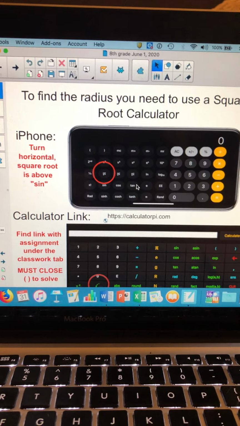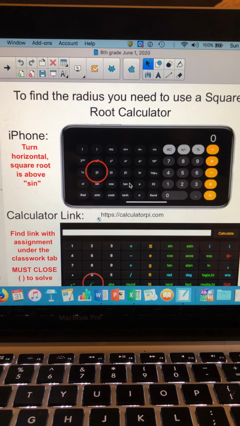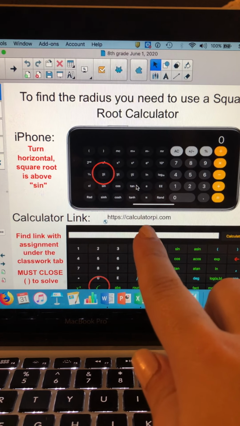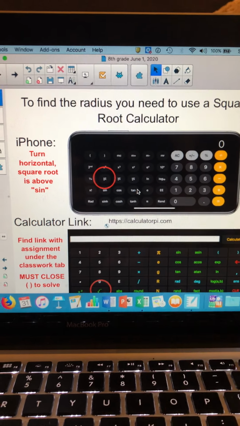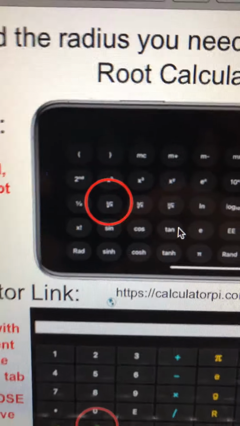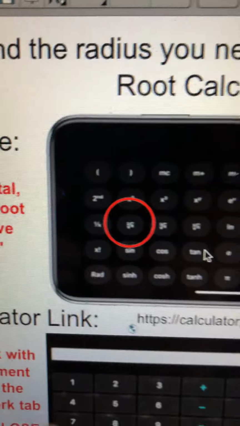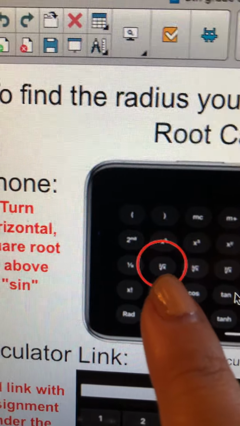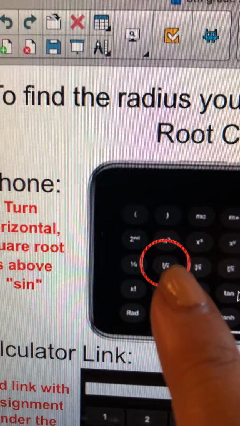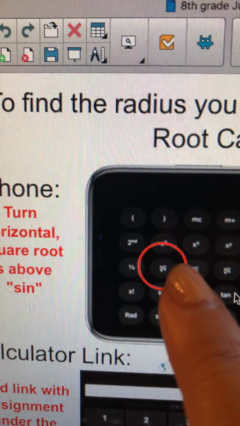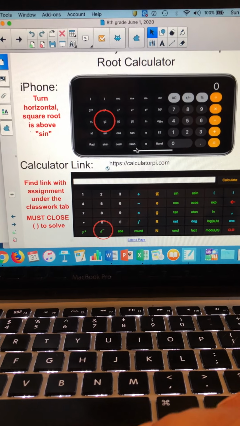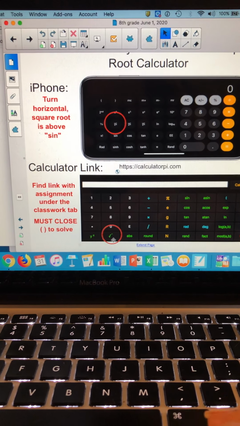Okay. So here's what I was talking about before. You're going to need the square root calculator. So you can still use the calculator link that you were using for pi, but if you're using your iPhone, if you turn it horizontally, it's above the key that says sine. You see sine? That's going to be your square root key. It has a 2 in the check mark with an X inside. Okay, so that'll be your square root key. If you're using the link, it's at the bottom next to the ABC.